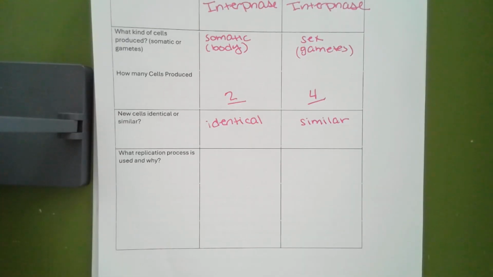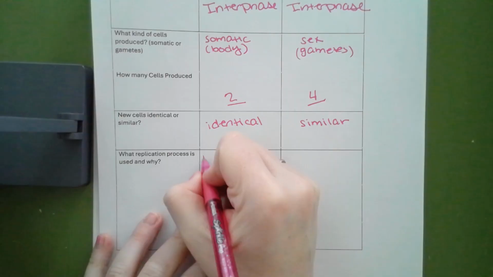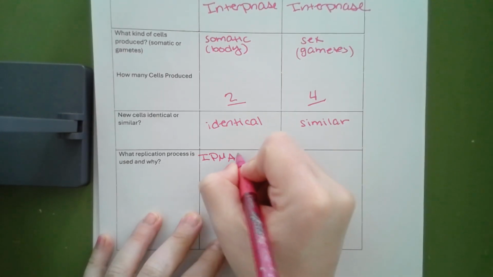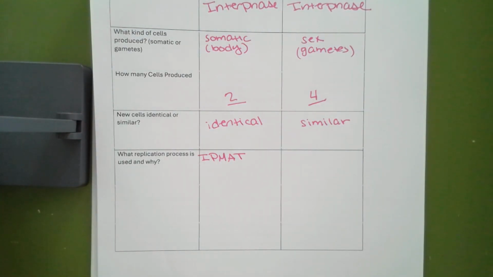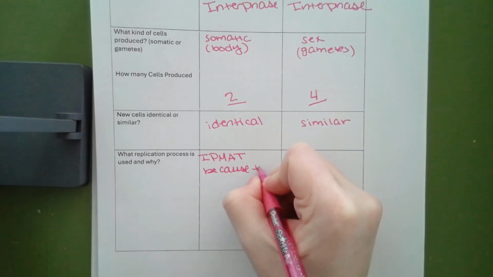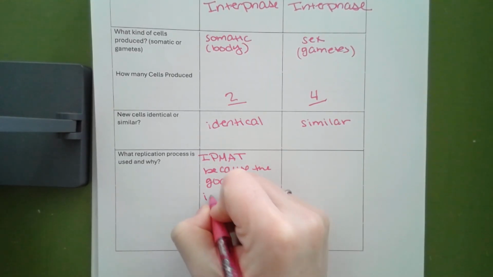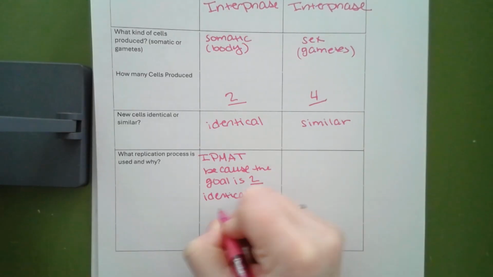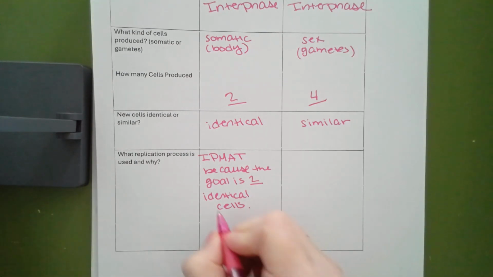Okay. What replication process is used and why for mitosis? IPMAT. So we use IPMAT. And why do we just do IPMAT like that? Because we need 2 identical cells. The goal is 2 identical cells. All right? And they got to be identical.